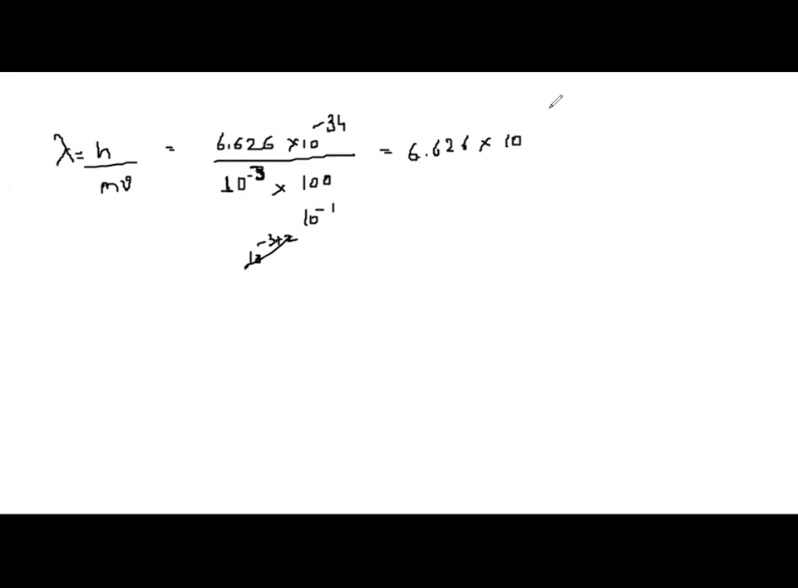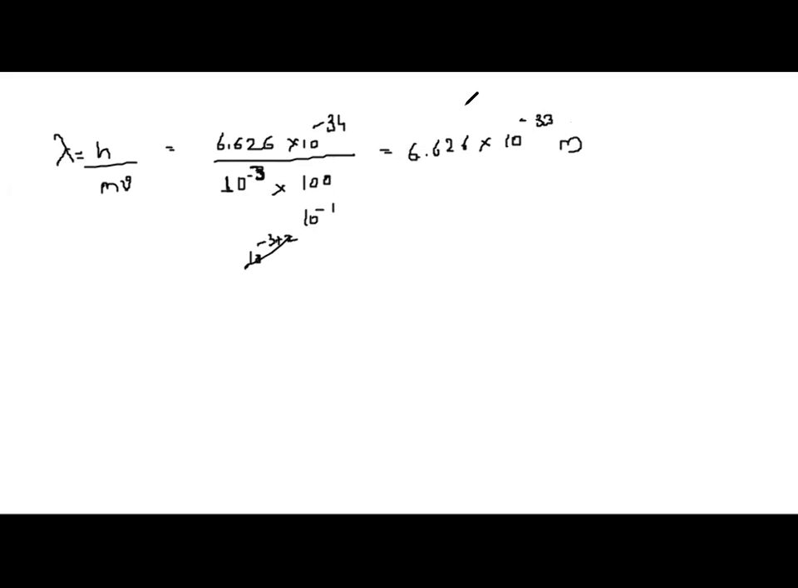So I can write it as 6.626 into 10 raised to minus 34 divided by mass. 1 kg is equal to 1000 grams. Therefore, 1 gram is equal to 10 raised to minus 3 kg. 10 raised to minus 3 kg into how much? 100 meters per second. Solve it out. So 10 raised to minus 3 and this is 10 raised to 2, so this becomes 10 raised to minus 1. Goes to the numerator. It becomes plus 1, so it is 6.626 into 10 raised to minus 33 meters.